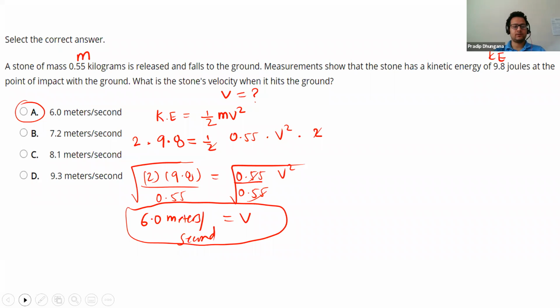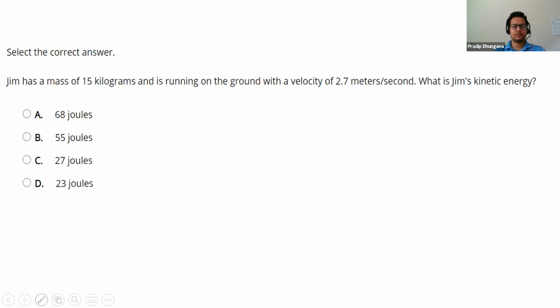Now, let's go to the next slide. This question is straightforward. Jim has a mass of 15 kilograms and is running on the ground with a velocity of 2.7 meters per second. What is Jim's kinetic energy?